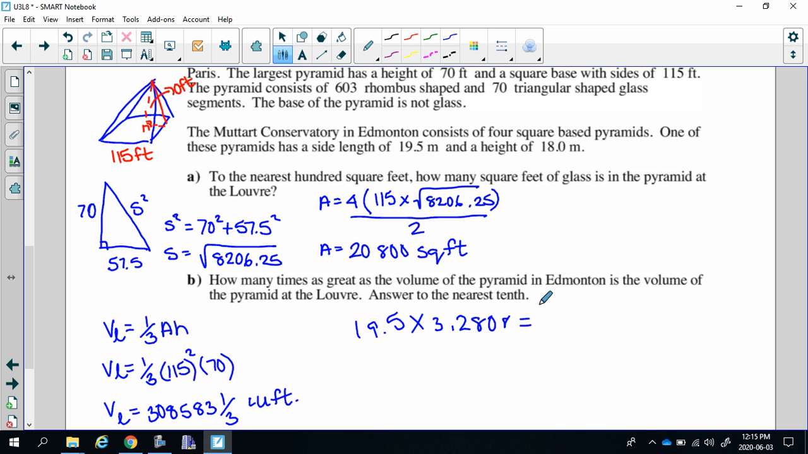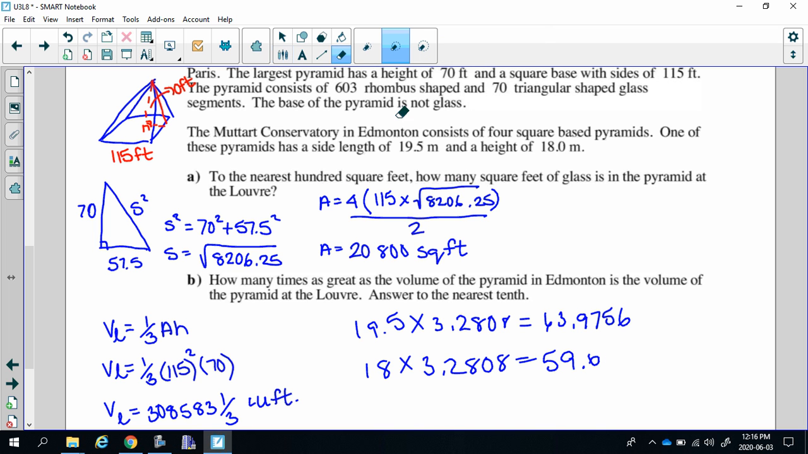So that gave me 63.9756. And then I took the 18 meters and I multiplied by 3.2808, which gave me 59.0544. I don't know what's wrong with my writing today.